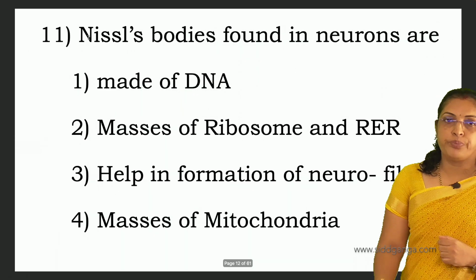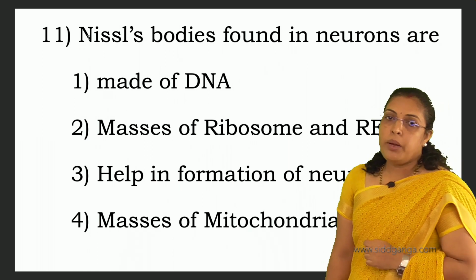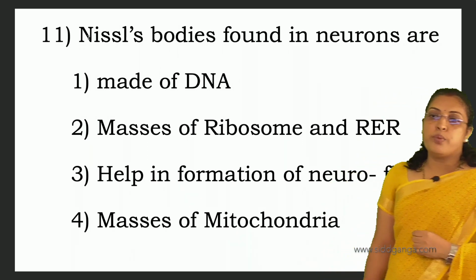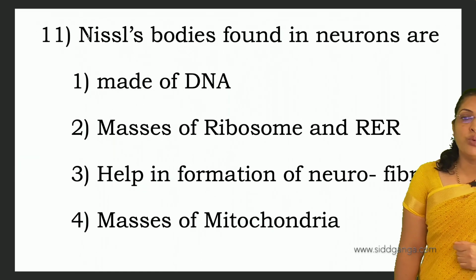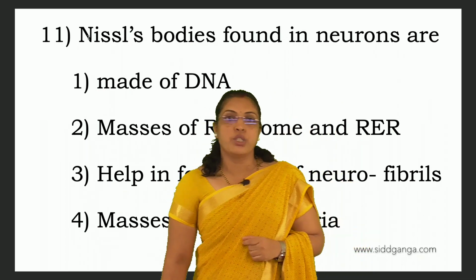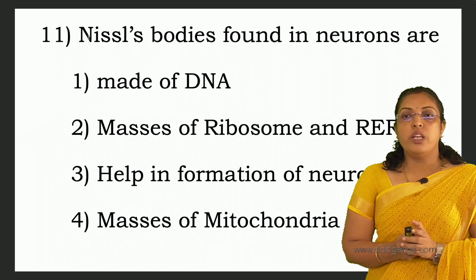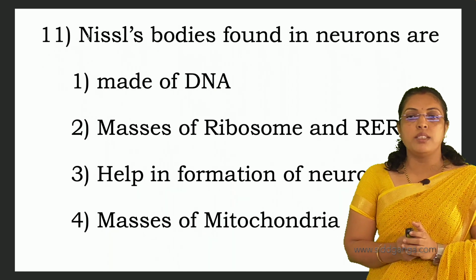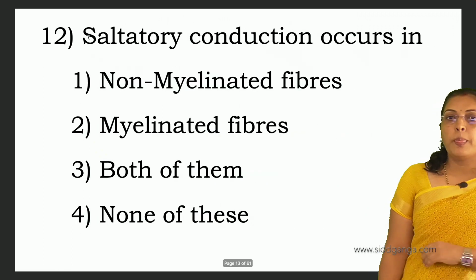Fourth is the option. Nissl's bodies found in neurons are made of DNA, masses of ribosome and rough endoplasmic reticulum, help in formation of neurofibrils, masses of mitochondria. For this, second is the option. Nissl's bodies found in neurons are masses of ribosomes and rough endoplasmic reticulum.